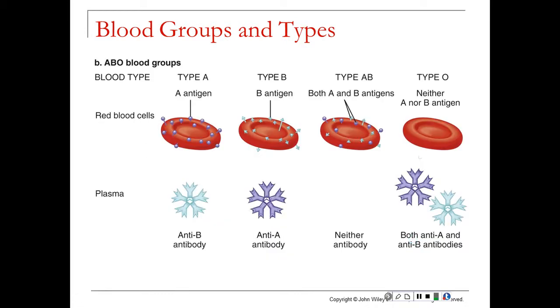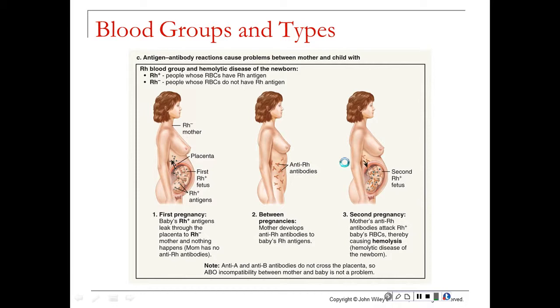Here you see what I was trying to draw on that whiteboard there, the idea of the A and B and AB antigens. Type O is just the absence of A and B antigens. So people that have blood type O are going to produce anti-A and anti-B antibodies, whereas people with blood type AB don't produce any antibodies, which is why they're the universal recipient.